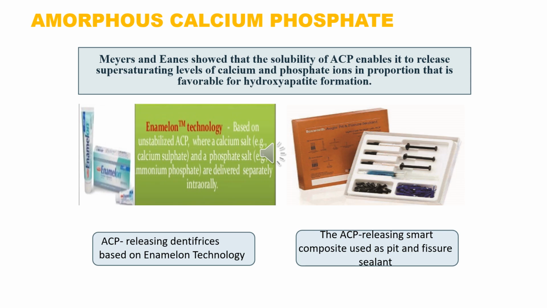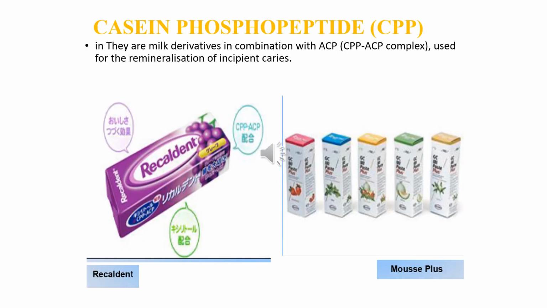What is this CPP? This CPP is a milk derivative. It is milk protein derived, which combines with the ACP and is used for the remineralization of incipient caries. Now, this ACP CPP complex releases calcium and phosphate ions, and how it works we will see in the next slide in the diagrammatic representation. Here we can see in the two images the most famous brands that are present for the ACP CPP complex, Recaldent and MI Paste Plus.